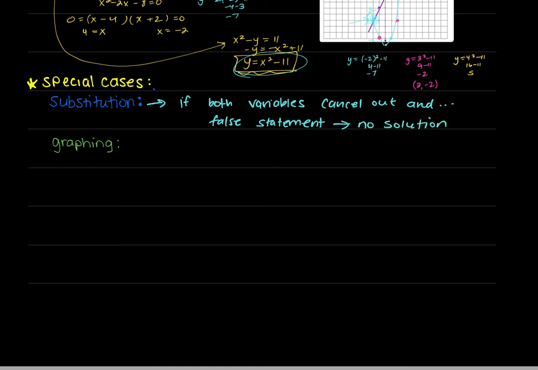If both variables cancel out and a true statement is left, like 0 equals 0, then it's all real numbers. And you could do ARN. You could do the little fancy R with a double line. You could write the words all real numbers. I don't care how you communicate that to me. Infinitely as many.